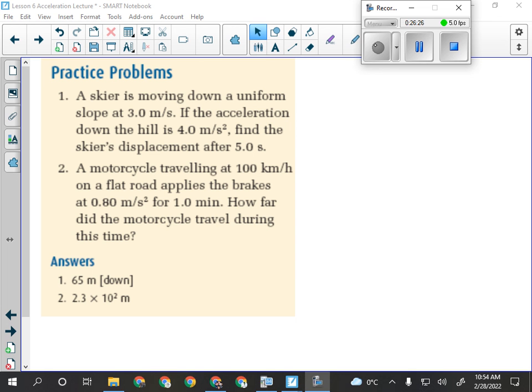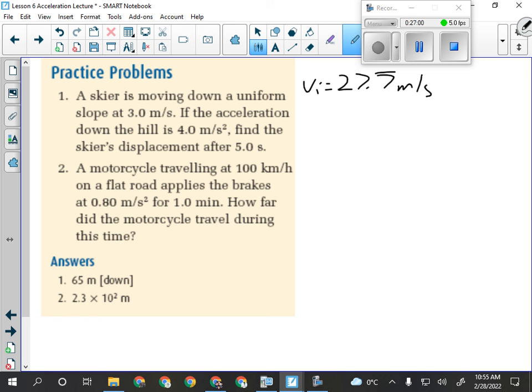All right, so on number 2, we have a motorcycle traveling at 100 kilometers per hour. Uh-oh. What do I have to do with that? I have to convert it to meters per second. I have an acceleration that's in meters per second squared, and for God knows why they gave me the time in minutes. So this question is just all about making you do a bunch of unit conversions. So for VI, we have to divide the 100 by 3.6 and it comes out to 27.7 repeating meters per second on a flat road.